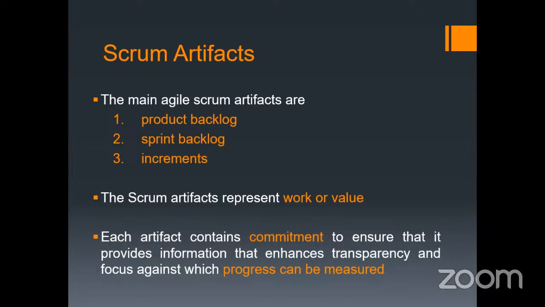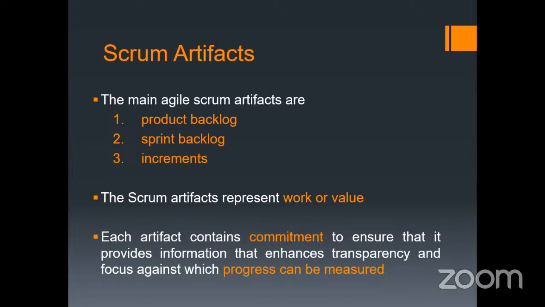Now, what are these artifacts? These artifacts represent the work or value. What exactly the Scrum team has to do is defined in the product backlog. Then some items from the product backlog will be fetched into the sprint backlog. So that is also representing the work. And then the Scrum team will be working on the sprint backlog and creating the increments. And that is the actual outcome of the sprint.